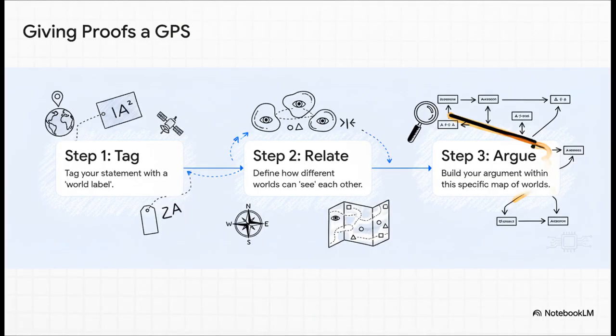So, if Kripke semantics is the map, how do we track an argument as it zips through all these different worlds? This is where a really brilliant tool comes in, called labeled sequent calculi, or LSC for short. This is like giving every single step of your proof a GPS tag. Each statement gets labeled with the world it belongs to, which lets us build super precise arguments that respect the unique geography of all these possible worlds.